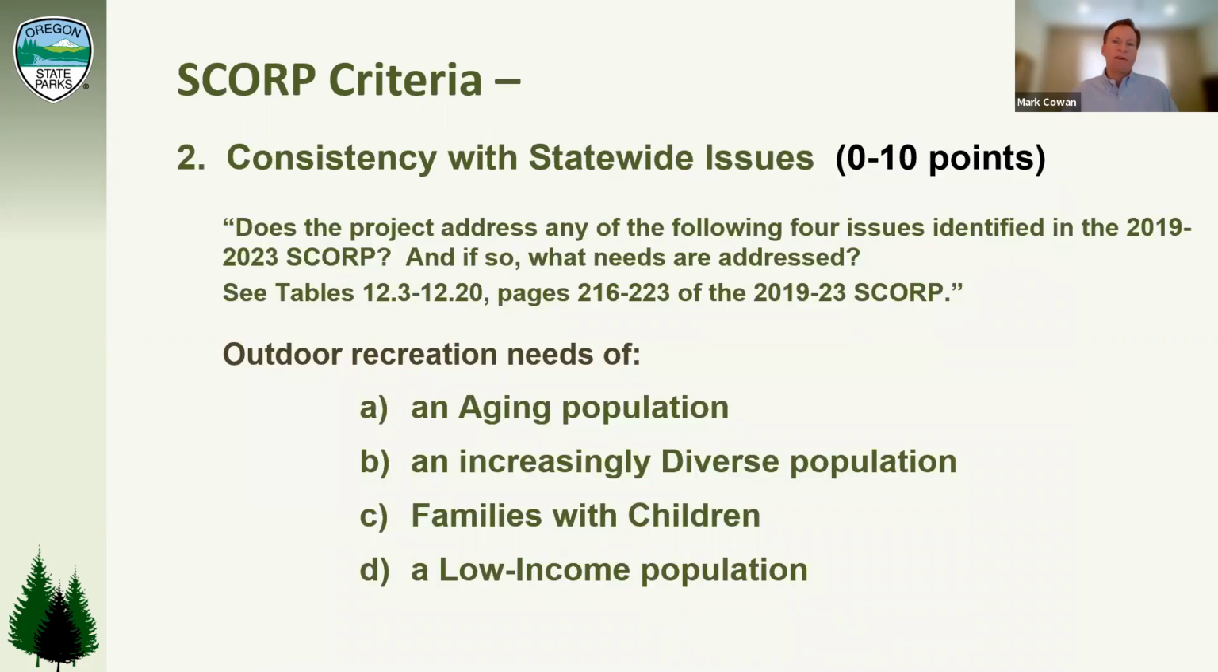The next SCORP category is consistency with statewide issues. This has to do with aging, an increasingly diverse population, families with children, and low-income population. And back up to the question, it says, does your project address any of the following 4 issues identified in the SCORP? And if so, what needs are addressed? And again, this will point you directly to the tables you need to consult, tables 12.3 through 12.20, pages 216 through 223. So as you can see, there's going to be a wide range of data that you can comb through.